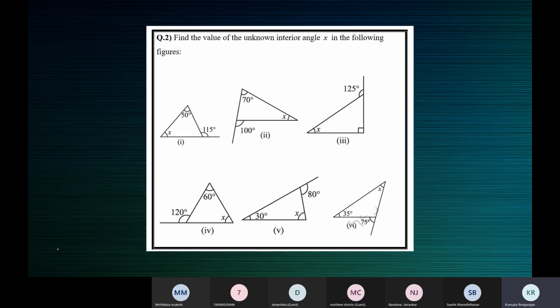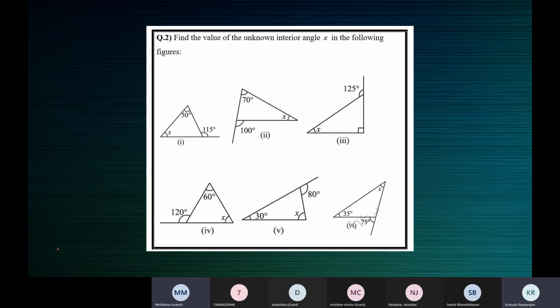Yes, Mritika. Tell me the first one. Ma'am, we have to find first the other angle, ma'am. Okay, Mritika, if you can answer these questions, we can get the final result. What is the measure of the exterior angle here? Is it x, 50 degrees, or 115 degrees?